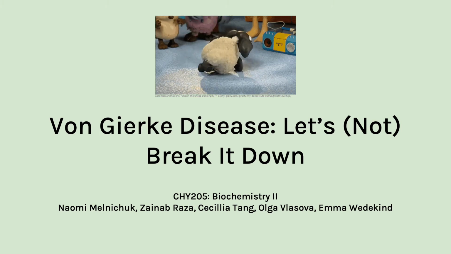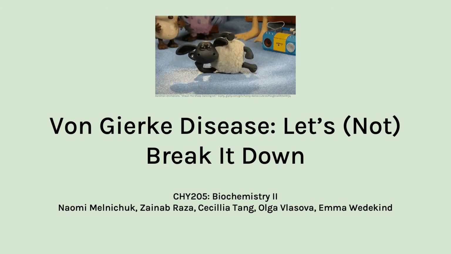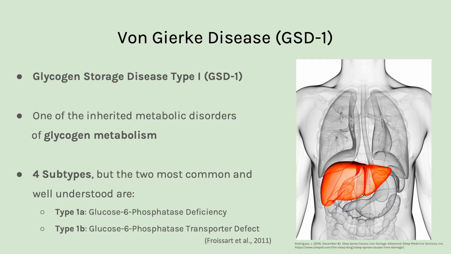Hi everyone, in this lecture we're going to be discussing von Gierke disease. Von Gierke disease, also called glycogen storage disease type 1, is one of the inherited metabolic disorders of glycogen metabolism in the liver. There are 4 subtypes, but the 2 most common and well understood are type 1A and type 1B, which will be discussed in further detail.